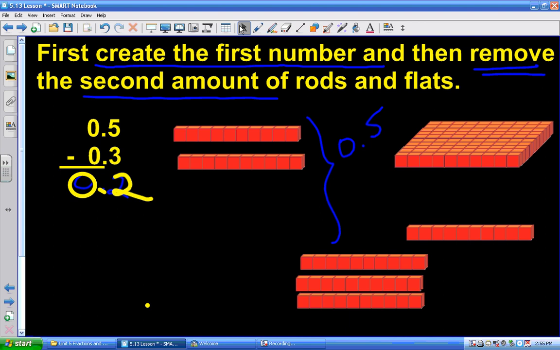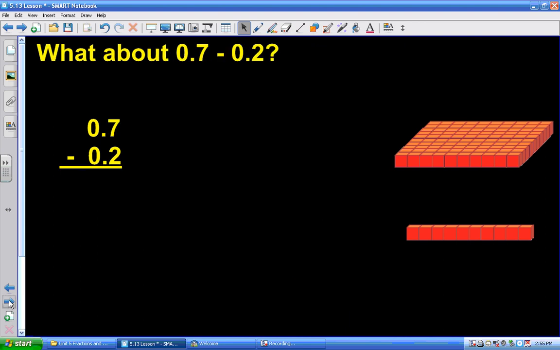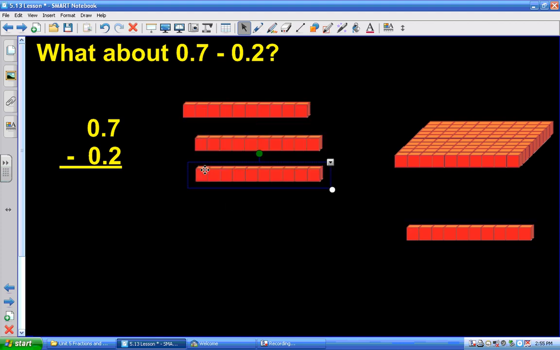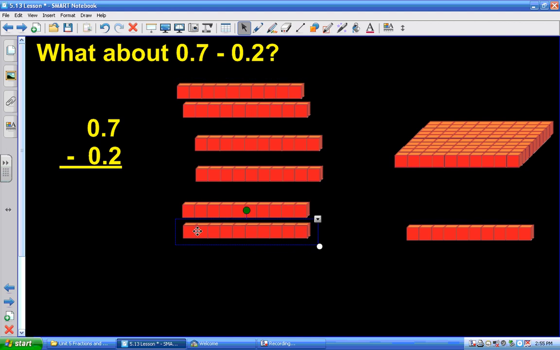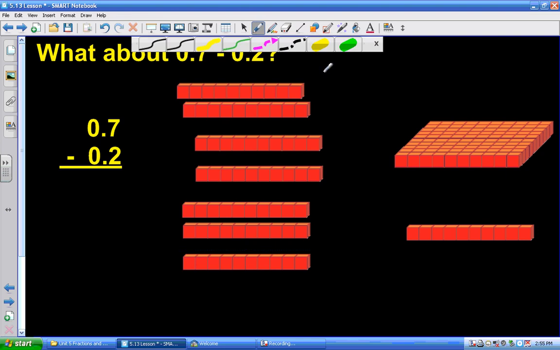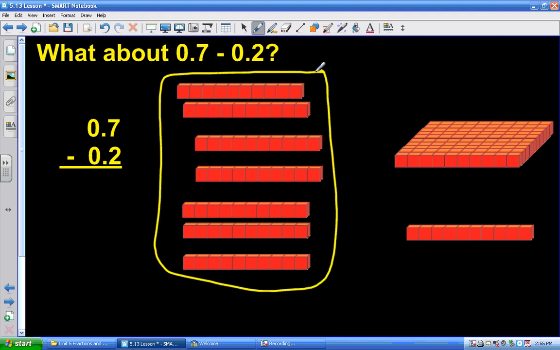Okay, so let's move on to the next example. So now we know how to do this. What about 0.7 minus 0.2? Ryan, what's our first step? That's correct. You put 7 of the rods up. 1, 6, 7. So I have 7 rods, and what do I do with that, Ryan? Take away 2. So what this is showing is this is 0.7, right? Of which I need to take away 2 of them. And what does that leave me with, Ryan?